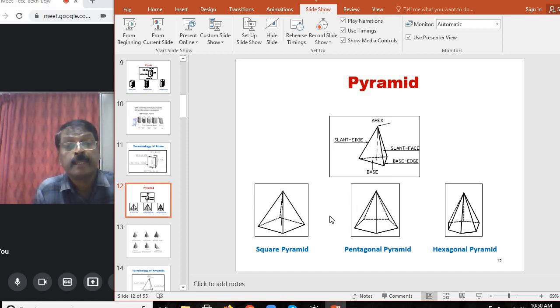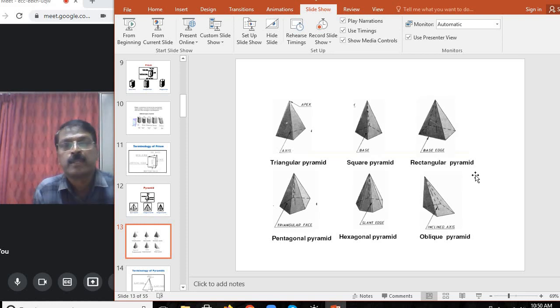So depending upon the shape of the base, we can define different types of pyramids. If the base is square, the pyramid is called square pyramid. If the base is pentagonal, the pyramid formed is pentagonal pyramid. If the base is hexagon, the pyramid formed is hexagonal pyramid. So here you can see the 3D image of some of the pyramids. First one is triangular pyramid, then square pyramid, rectangular pyramid, pentagonal pyramid, hexagonal pyramid, then oblique pyramid.